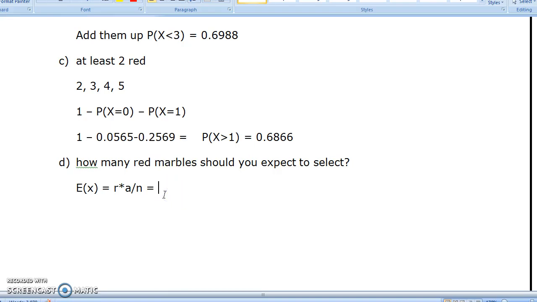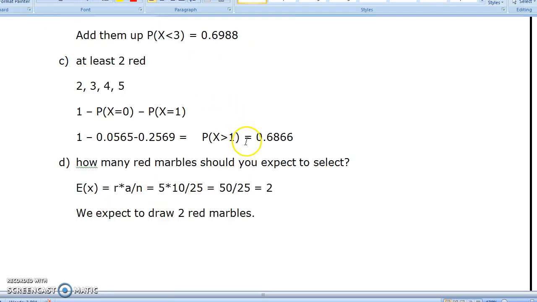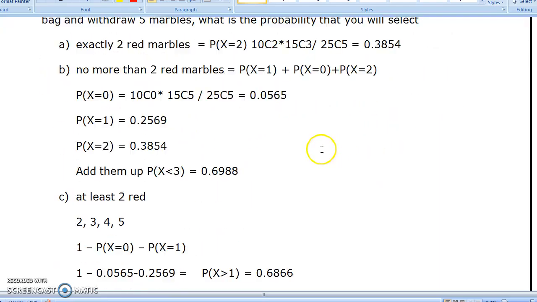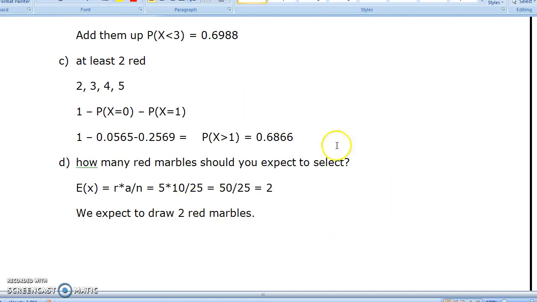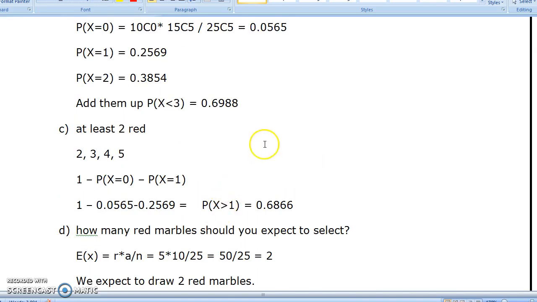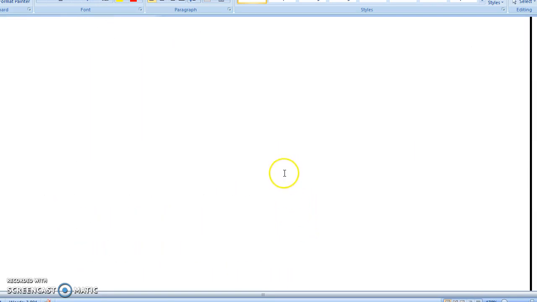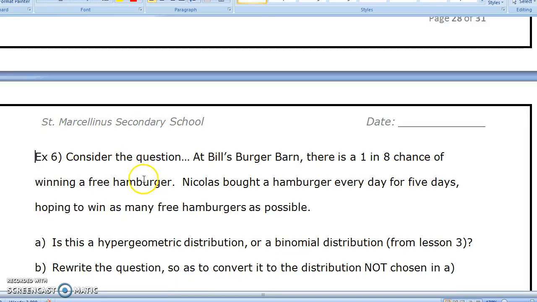So r, remember, was the number of things we're picking, which is 5. a is the number of things we want, which is 10, the number of successes, desirable things. And n was our total number of things to choose from, 25. That's 50 divided by 25, which is 2. So we expect to draw 2 red marbles. Okay, that completes that question. Fairly straightforward, I think, but you're going to need some practice with these just to refresh yourself from earlier in the course.